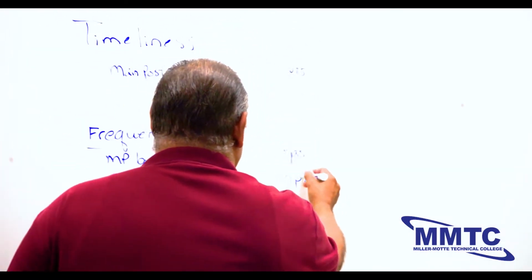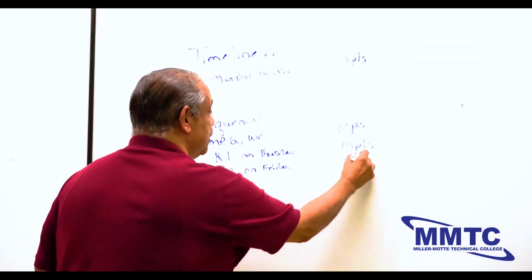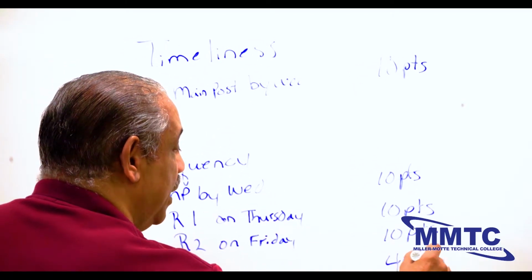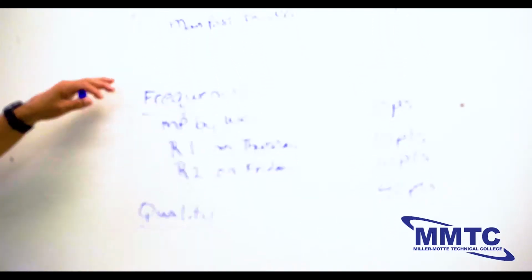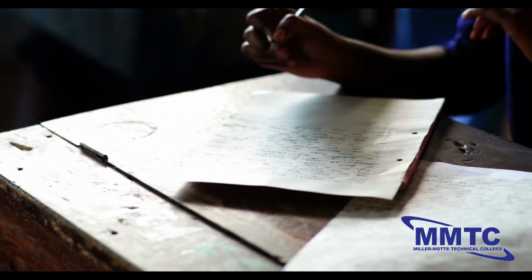So reply 1, if you post your reply 1 on, not by, but on Thursday, then you receive 10 points. Post your reply 2 on Friday, you will receive another 10 points. So as you can see, in total you have 40 points. And all you really have done now is just timeliness and frequency. Okay? So now all you have left is your quality.